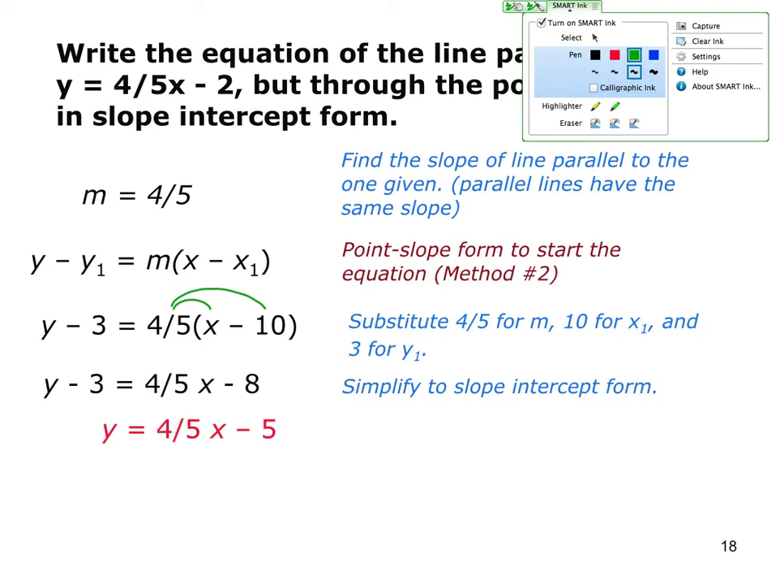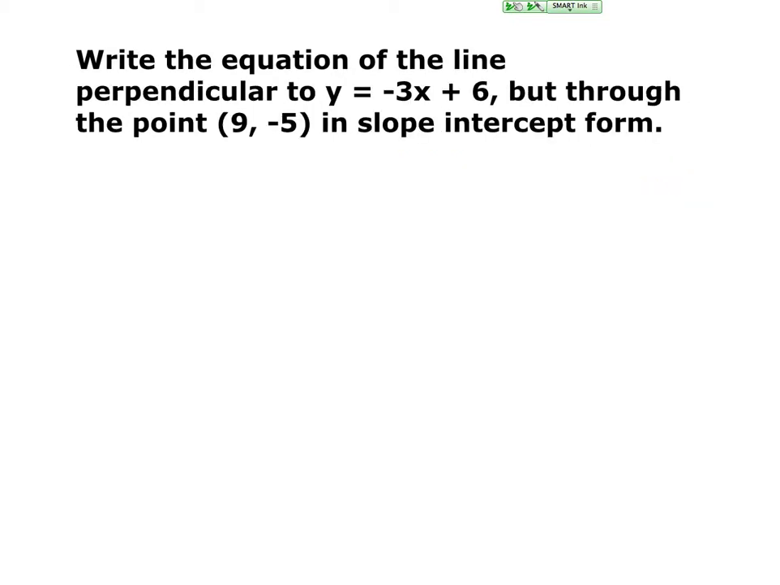All right, so next example. I want you to write the equation of the line perpendicular to the one I start you with. It has to go through the point 9, -5. We'll end up in slope-intercept form.